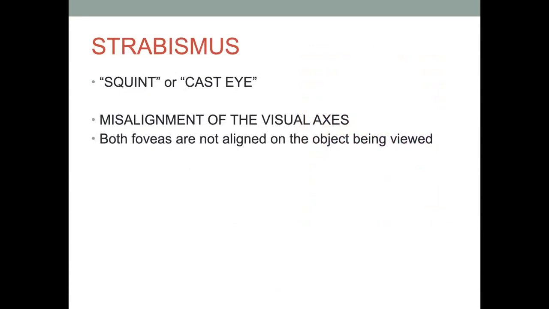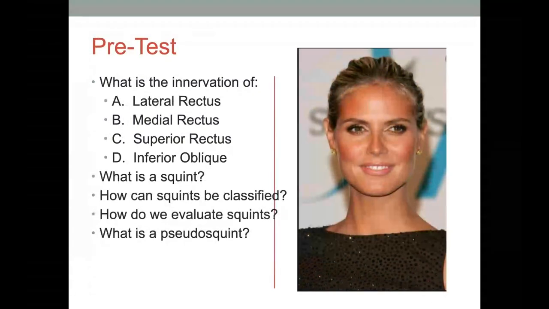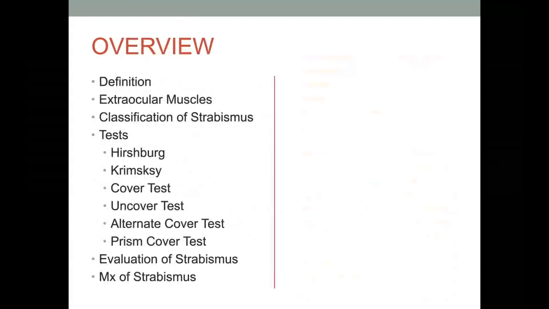So a squint is what we call cast eye, where the eyes are misaligned. So the visual axes are misaligned, and both foveas are not aligned on the object being viewed. If someone has a squint and they're looking at you, you're trying to find out, are they looking at me or are they looking across the road at something else? Because the eyes are misaligned. Sometimes it's quite subtle. Sometimes you have some prominent actors and actresses who have mild misalignment of their eyes.